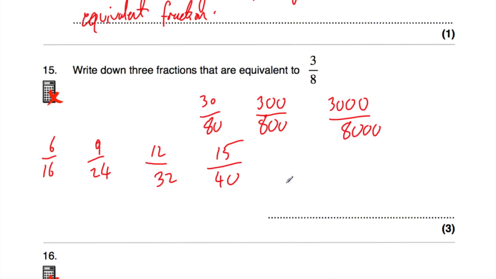I'm just going to list the first few, so I'm going to write down 6/16ths, 9/24ths, 12/32nds, etc. And that's it. So we've written down lots of fractions that are equivalent to 3/8.